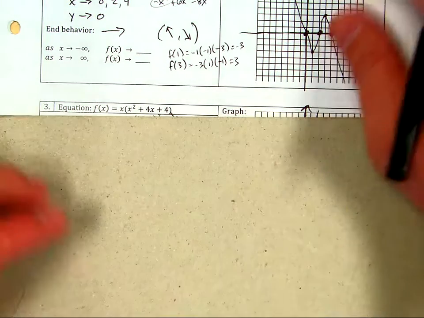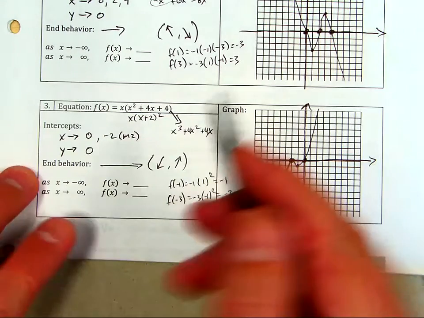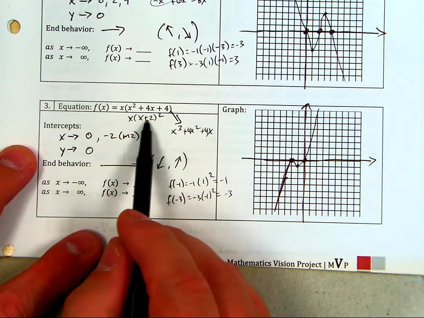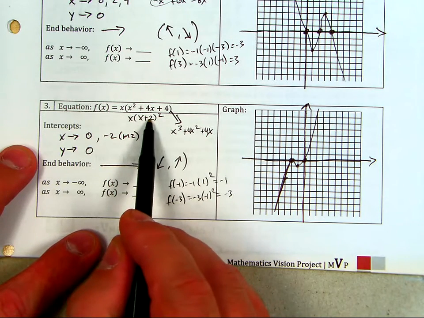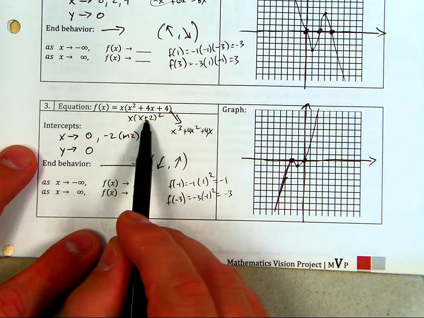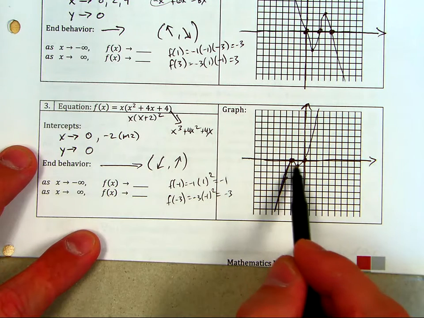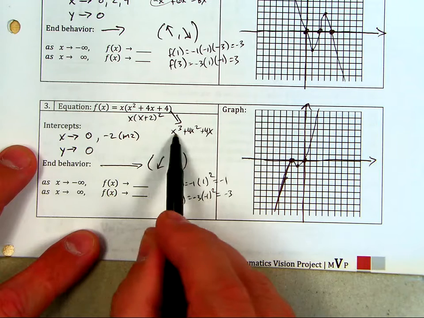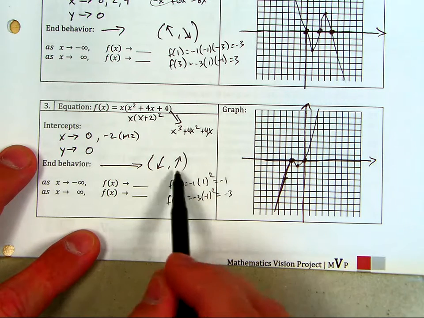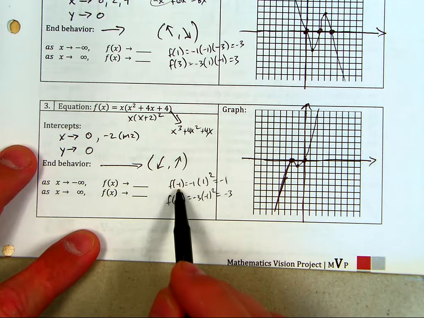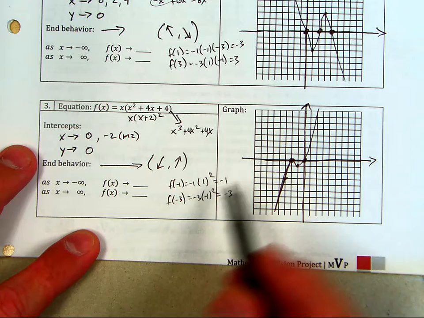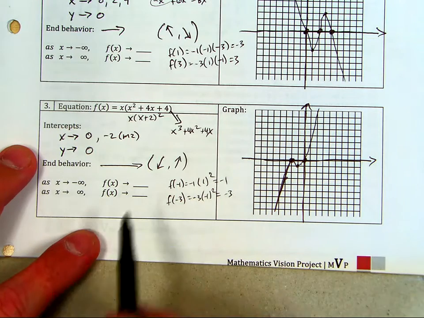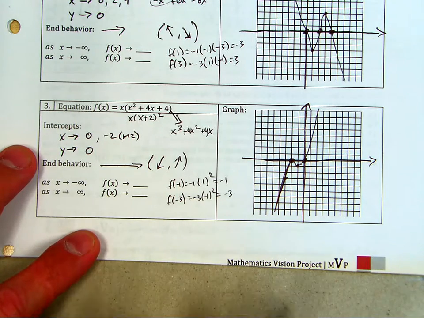Okay, here's number 3. Let's see, I factored this into x plus 2 quantity squared, so I'm going to have a multiplicity 2 zero at negative 2 right there. See how it kisses the x-axis? This is a cubic with a positive leading coefficient, so it's down up. I figured out these points right here at f at negative 1 and negative 3, and it helped me get the correct shape. Okay, let's go on to number 4.